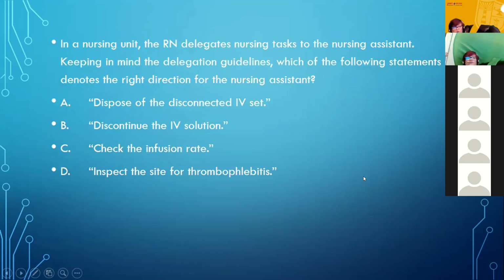In a nursing unit, the RN delegates nursing tasks to the nursing assistants. Keeping in mind the delegation guidelines, which of the following statements denotes the right direction for the nursing assistant? 1, dispose of the disconnected IV set. 2, discontinue the IV solution. 3, check the infusion rate. Or 4, inspect the site for thrombophlebitis.